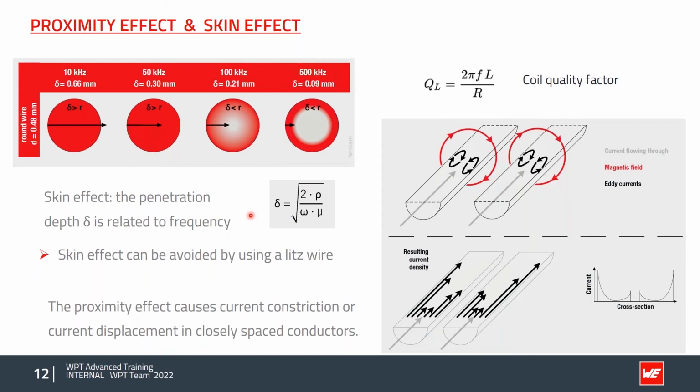The second effect is the so-called proximity effect. When we look at two adjacent conductors with some current flowing through them, a magnetic field is created at both conductors, and also in both conductors we have some eddy currents. The result of these eddy currents is that the current density is not homogeneous, but is higher at the edge of the conductors, as you can see here. Here you see the cross section, the current, and it's not homogeneous. So the proximity effect causes current constriction or current displacement in closely spaced conductors.